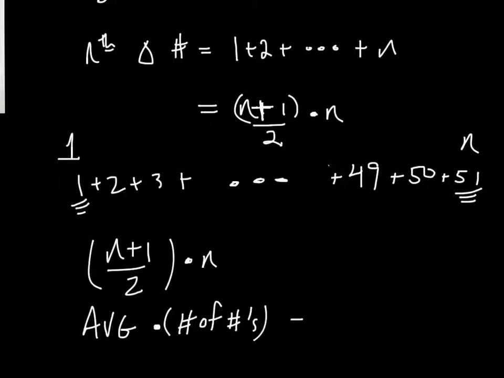So this is the average times the number of numbers, and that's always equal to the sum. Think about how I find the average. I take the sum and I divide it by the number of numbers. That's exactly the same equation. Does that make sense? Yes.